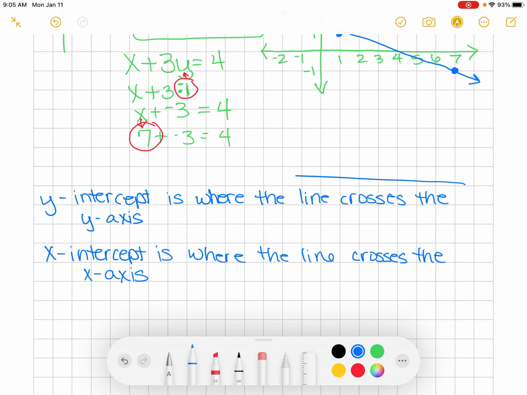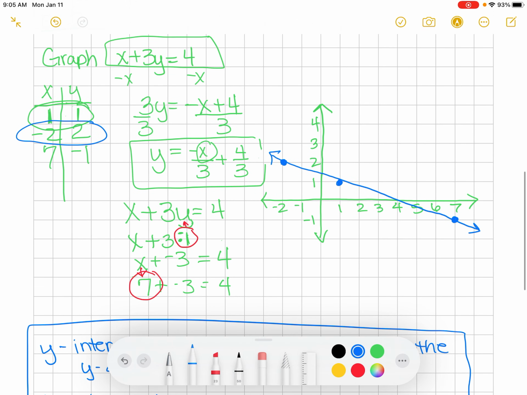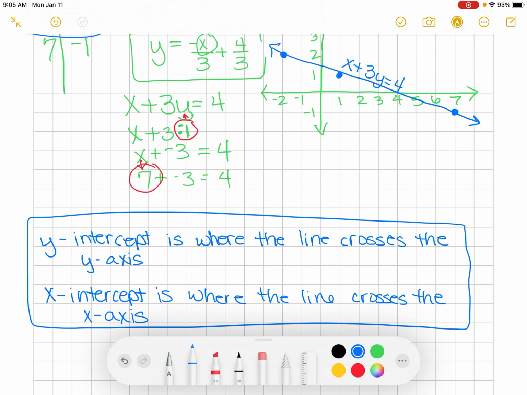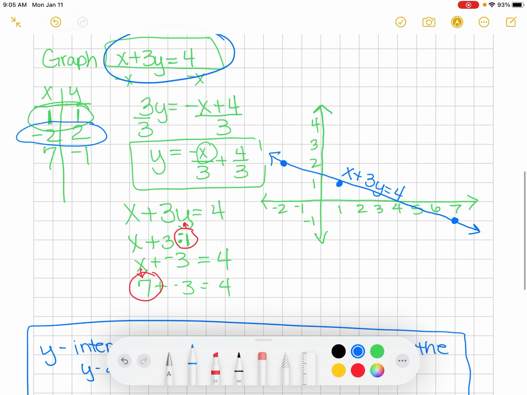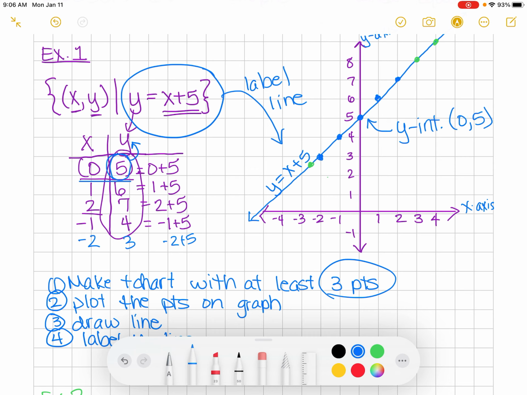Okay, so we're going to do this in just a minute with these, but before we do, I forgot to label this line. So I need to label it with x plus 3y equals 4. Okay, so the x and y intercepts are where the line crosses those points. Okay, so this one's kind of hard to tell. Let me look at this one. Oh, this one's good. Okay, so this one, this would be the y-intercept. Sometimes it's just abbreviated like that. So the y-intercept is 0, 5 on this line.